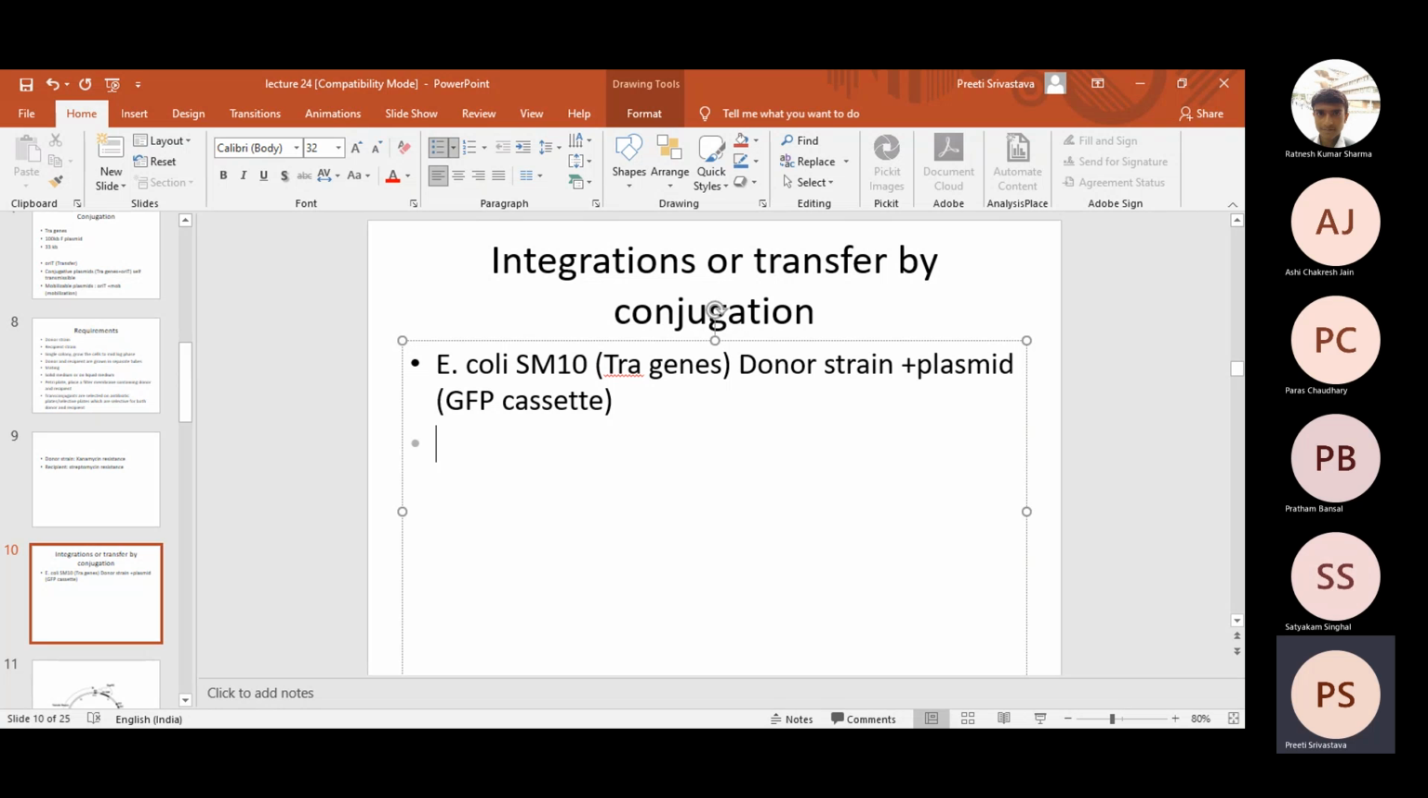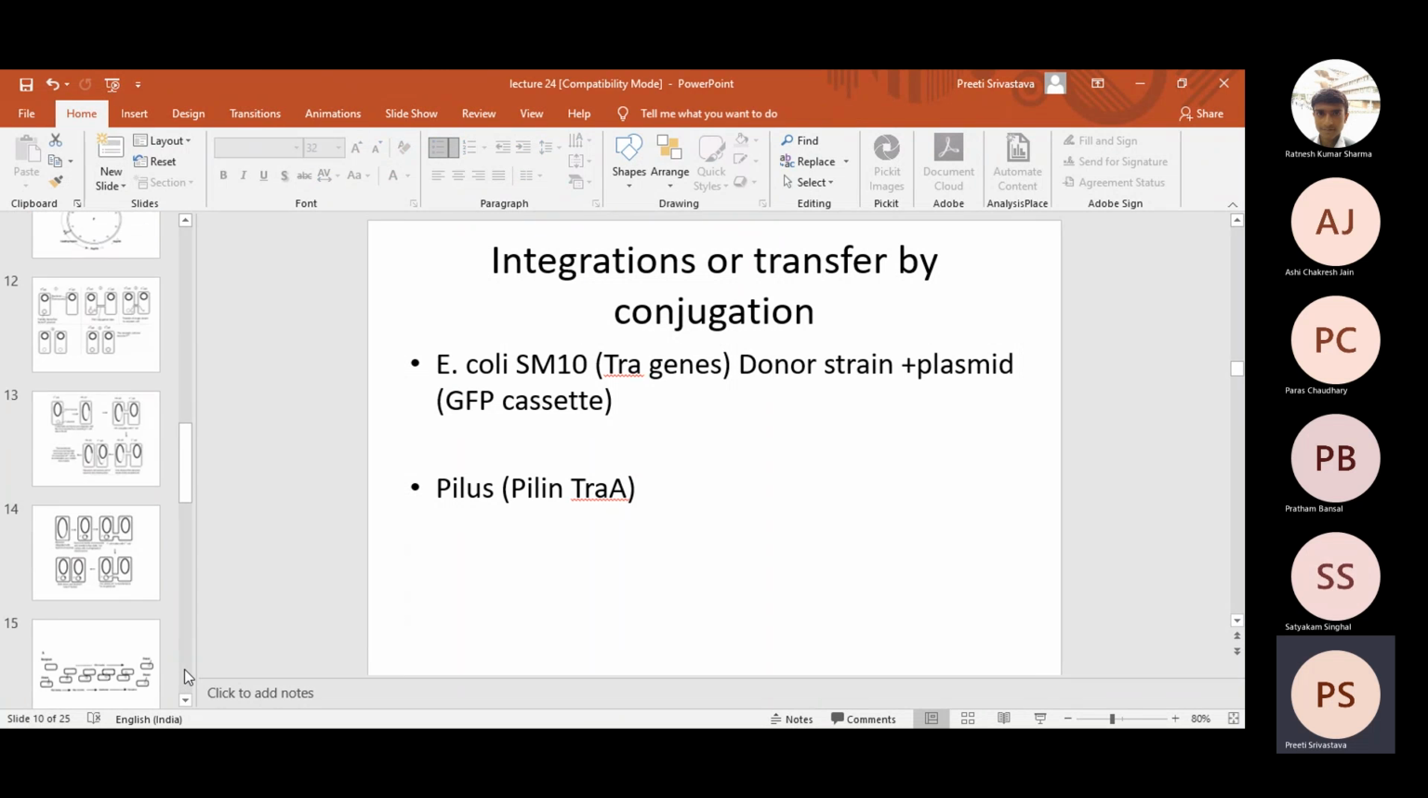The other thing before I go into the detail is that, as Ashi mentioned, for conjugation you require a pilus, and this pilus is made up of a protein called pilin, which is encoded by the tra genes. The protein exists first as a propilin and is then converted into pilin, and this polymerizes to form the pilus, the tube. The way the process works, I have a figure to show you.